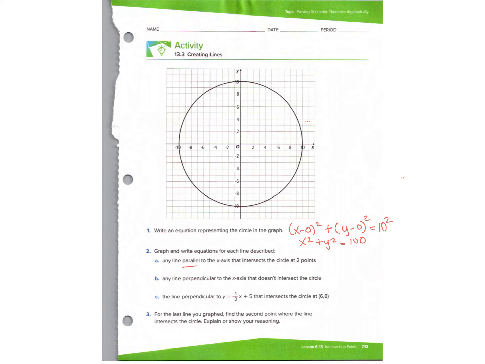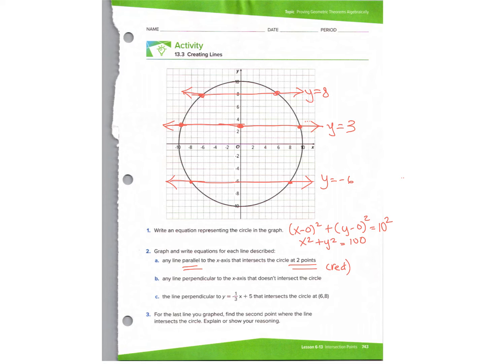It says graph and write equations for each line described. Any line parallel to the x-axis, so that's going to be a horizontal line, that intersects at 2 points. So let's just draw a random horizontal line that's intersecting my circle at 2 points, okay? Let's label this line. So it's horizontal, it's got to be y equals the number it goes through on the y-axis, so this is y equals 3. Let's do another one. Up here it looks like y equals 8 is another one. Let's do a negative one. Y equals negative 6. So we could keep doing this, just coming up with all of these horizontal lines that intersect my graph in 2 places.